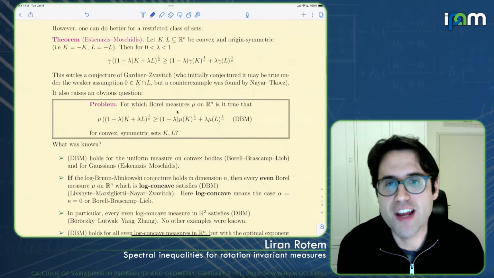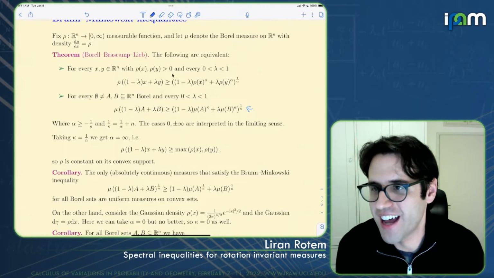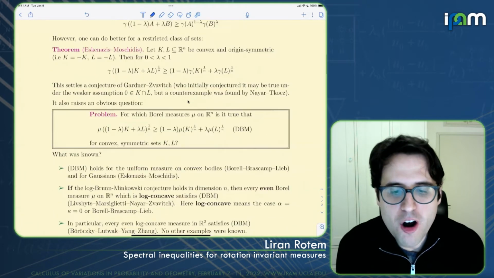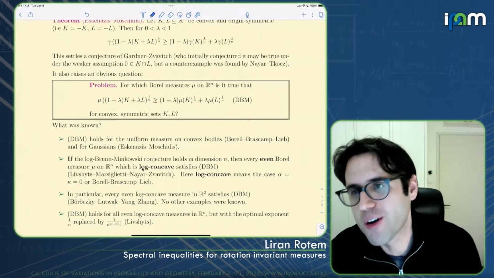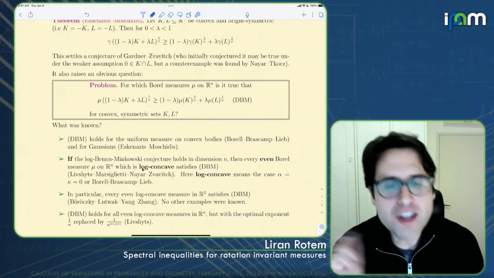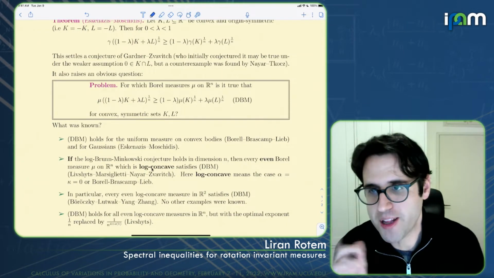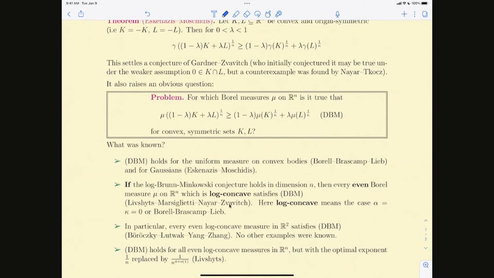It's just the case alpha equals 0 here, when I have the geometric mean on the right-hand side. But, you know, first of all, this is only a conditional statement because we don't know log Brunn-Minkowski. And even if we knew it, this would not be an if and only if. This would be a sufficient condition, but not necessary. So even this will not completely answer the question, but it gives some examples.